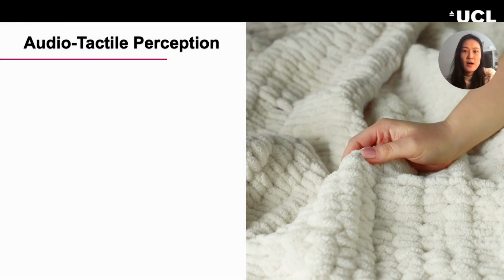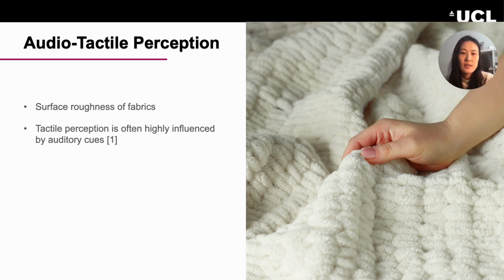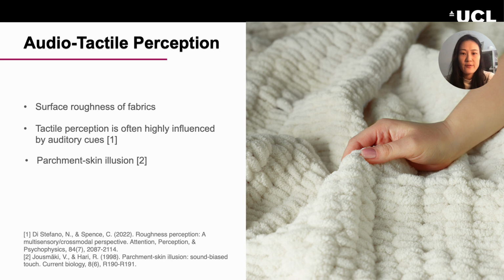In the evaluation of surface roughness of fabrics, tactile perception is often highly influenced by auditory cues. This effect is often referred to as audio-tactile perception. Psychology researchers investigated this by asking participants to rub their hands while playing the rubbing sound simultaneously. By increasing the sound frequency, participants tended to feel their hands were smoother. These effects are known as the parchment skin illusion.